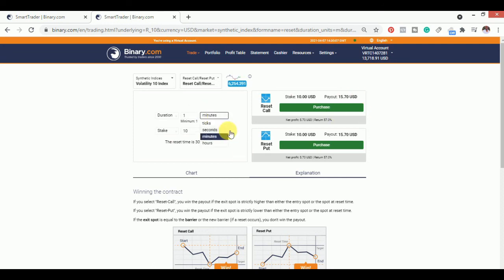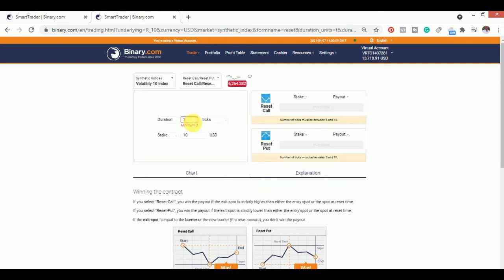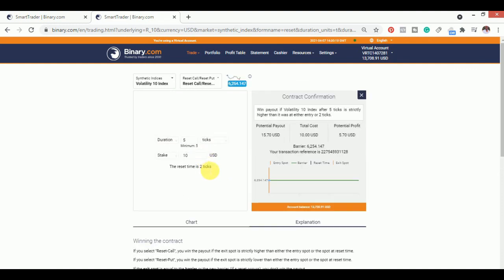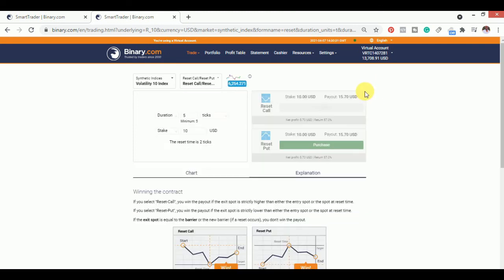So if I switch the time here to 5 ticks, just know that the payout is not reduced, but the timing, it will reset in 2 seconds. Nah, that was a put. It resets in 2 seconds. Okay, that's a lot. So the chances of losing here are very high, as usual, because a 5 seconds time frame is very small.